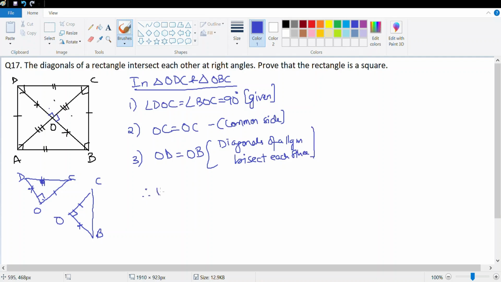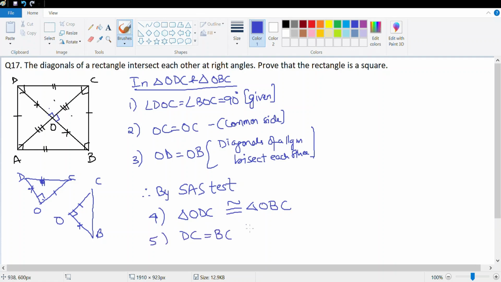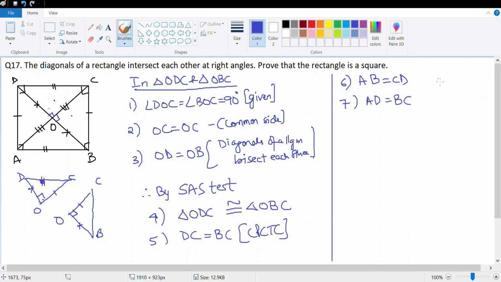Done. Therefore, by SAS test, triangle ODC is congruent to triangle OBC. What I get from here is DC is equal to BC. This is CPCTC. So what is already given is number 6. What we know is AB is equal to CD. Number 7, AD is equal to BC.